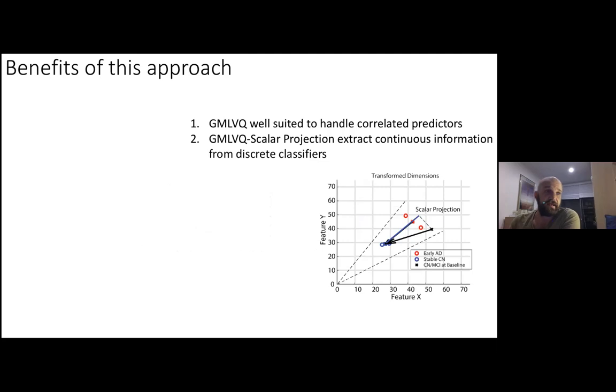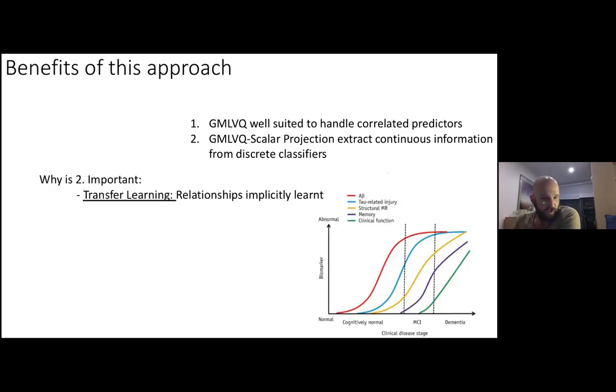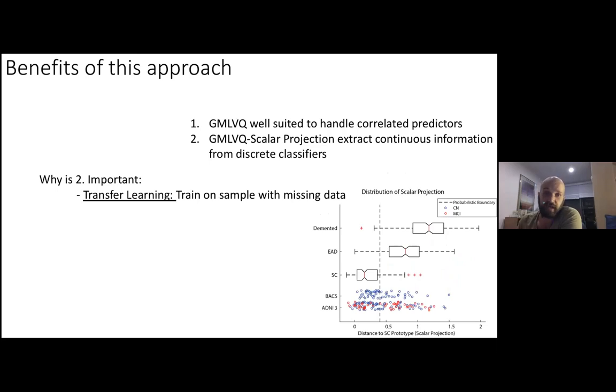The second, and arguably the most important thing of this approach, is that we can extract continuous information from discrete classifiers. So why is this important? From the idea of transfer learning, these relationships that they're uncovering in change and pathology are implicitly learned. And if these relationships are implicitly learned, we can train on a sample with missing data and make predictions in data that's collected in a different sample.